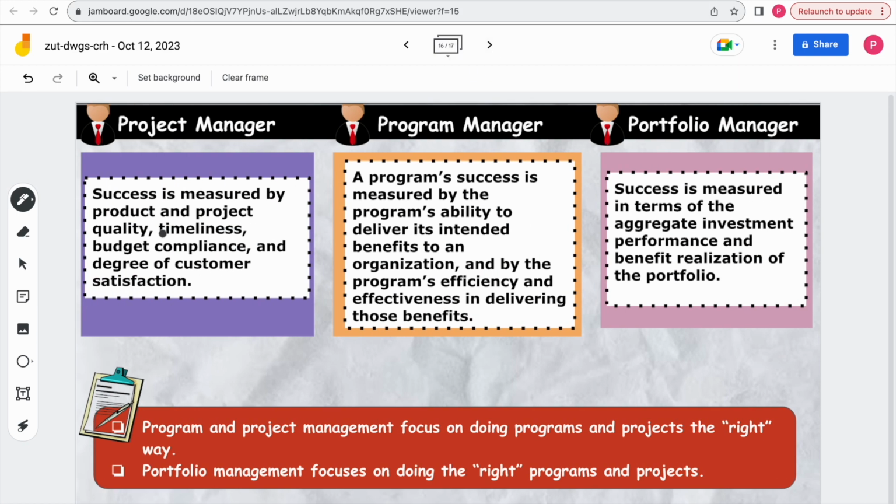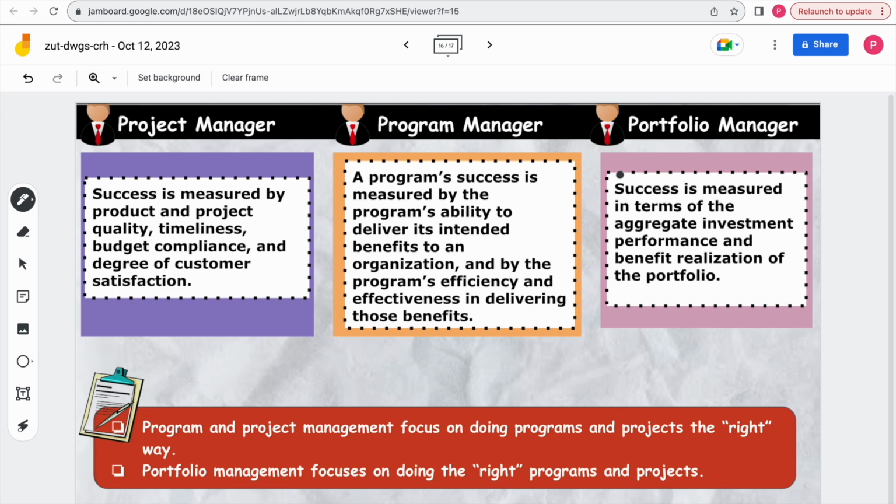So next is success of a project. Success is very important, right? So success of a project manager depends on how successfully he delivers the given deliverables of his project in the given cost, quality, timeline, budget, right? And how he satisfies the customer. Program manager success depends upon if all the projects under his program are performing good and they are giving a good ROI to the company, and customer is also very, very happy.